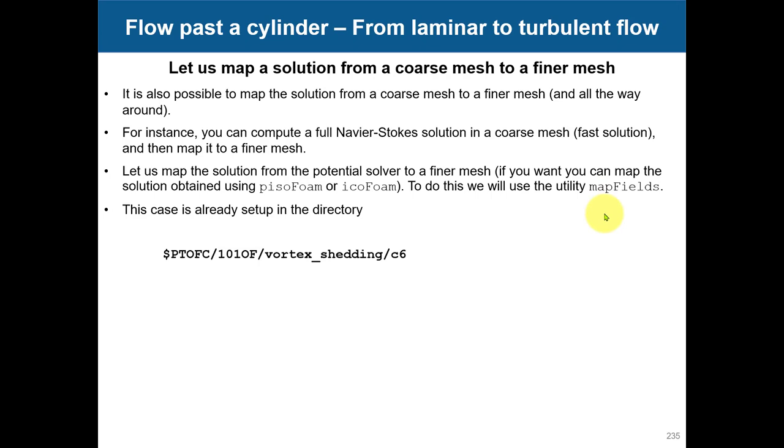So the mapping can be from a coarse mesh to a finer mesh, or from a finer to a coarser. By the way, I don't see any reason to do that, or to map between the same mesh. But usually you use this one when you have the coarse to finer mesh, okay? And you can use it with any solver, okay?